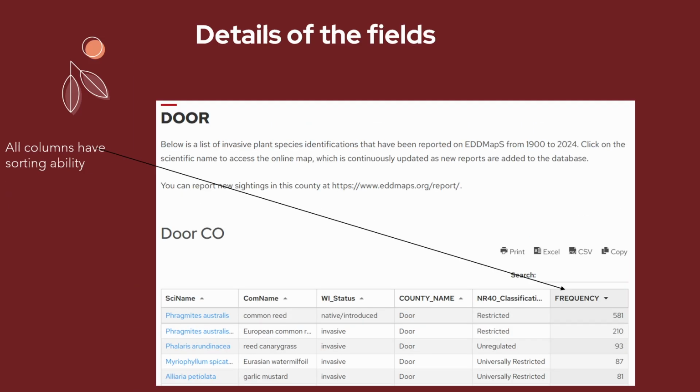Now look how we can sort these columns. Perhaps you care only about the most rare species in your county, or in this case, we're going to go ahead and look at the most reported species, Phragmites, with the highest frequency. You can also sort all the other columns alphabetically as desired.